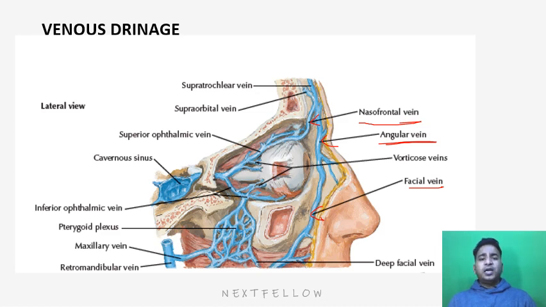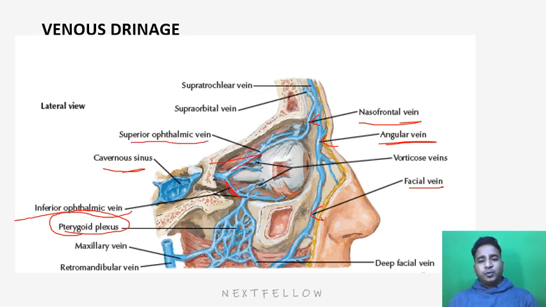So in the nose, we have venous drainage by means of the angular vein, which is connecting with the facial vein, and all these veins are further connecting with the pterygoid plexus. And finally, they are entering into the cavernous sinus. As you can see, this is my bluish line. You can see this is my inferior ophthalmic vein, and this is my superior ophthalmic vein.